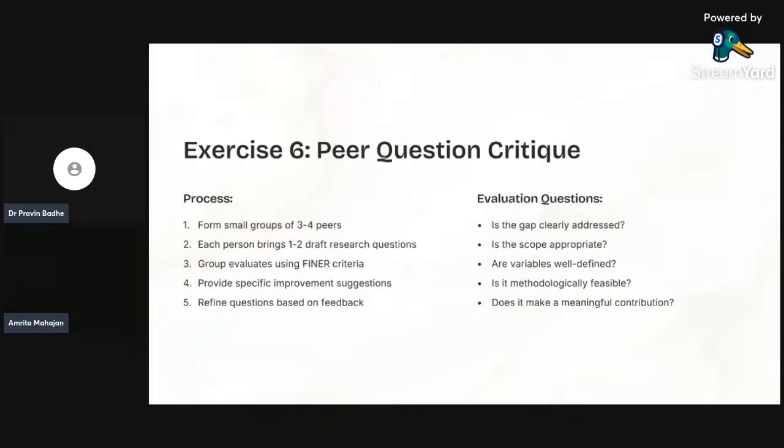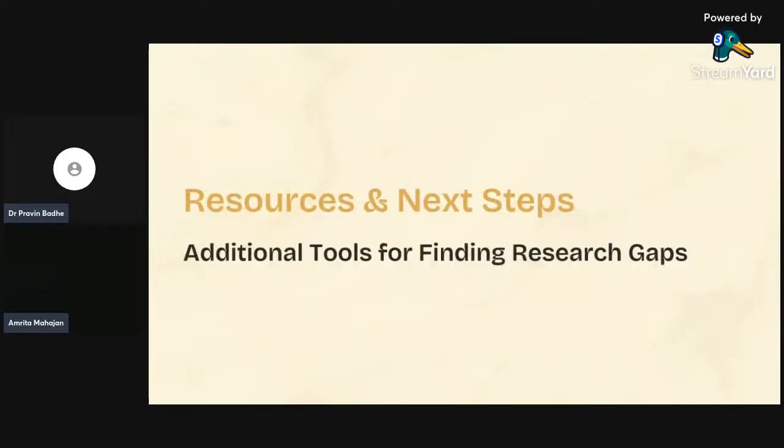And then there is the peer question critic. Form a small group of 3 or 4 peers, and each person brings 1 to 2 draft research questions. Discuss and evaluate them using the final criteria and the PICO framework, provide specific improvement suggestions, and then refine the questions based on feedback. The evaluation questions might be: is the gap clearly addressed? Has it been addressed yet? Is the scope appropriate? Are the variables well defined? Is the methodology really feasible? Does it make a meaningful contribution to your research?